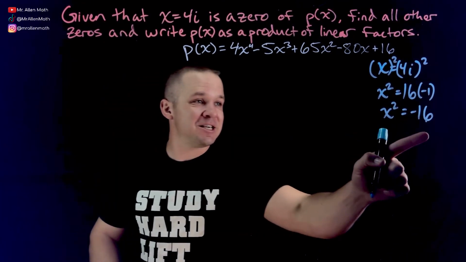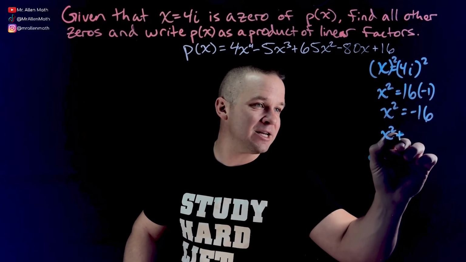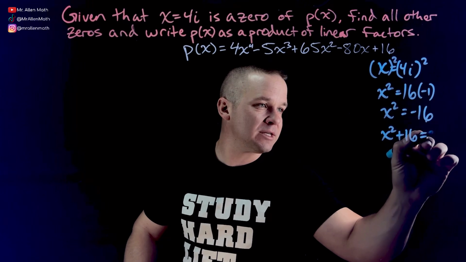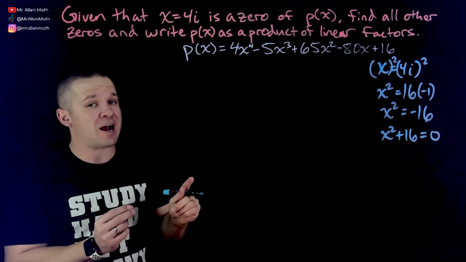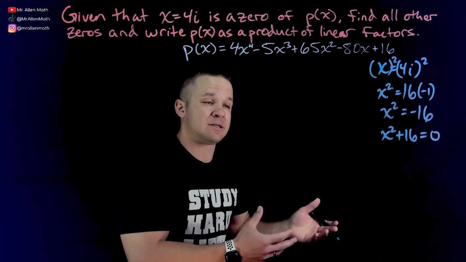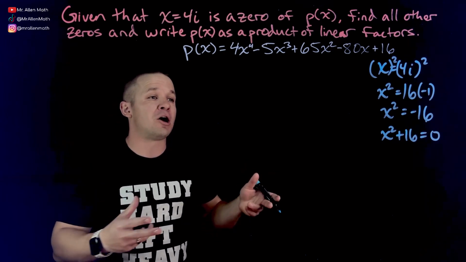Now, if I were to set this equal to 0, I get basically one of my factors. So I would add 16 to both sides. So x squared plus 16 equals 0. So I'd get one of my essentially factors. It's not a linear factor, but it is a factor no less that I could take out of this polynomial right here using long division.